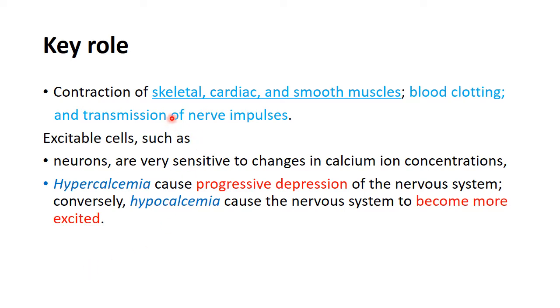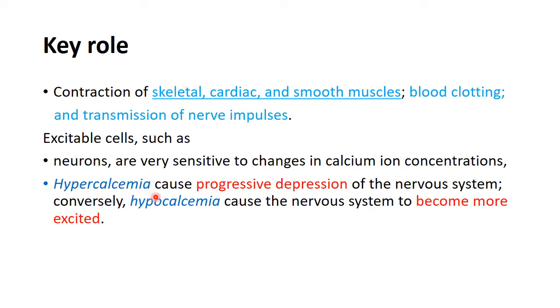Calcium's key role is very important in all three types of muscles, that is skeletal, cardiac, and smooth muscles. Besides the muscle, it is also responsible for blood clotting and transmission of nerve impulses. So the neurons are very sensitive to changes in calcium concentration.